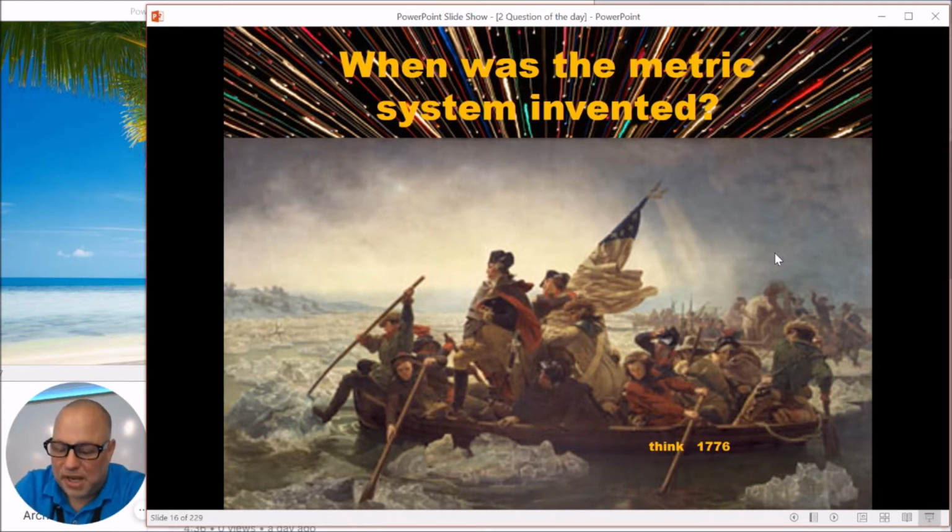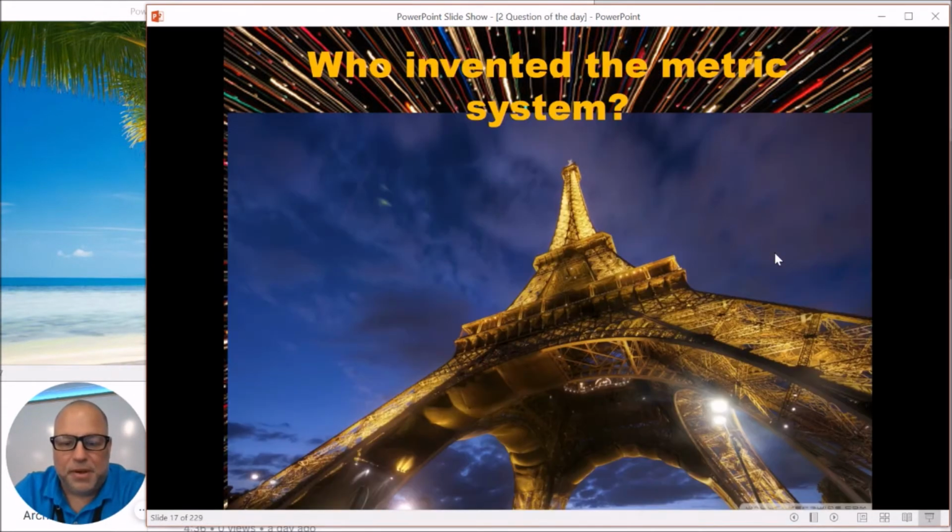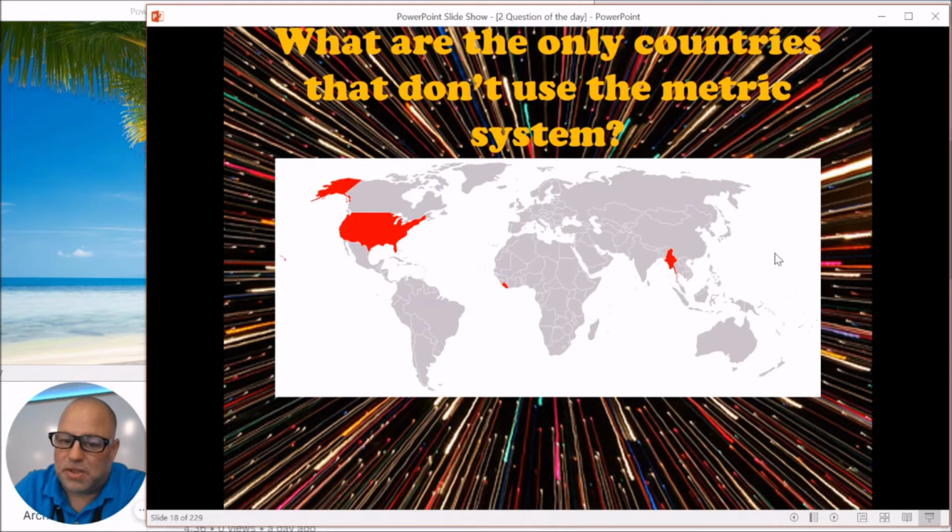1776, right? So think about the time that America's being born. Over in Europe, they were creating the metric system, right? So who created it? The French did. The French were the original scientists that decided to create this system. So if you like French bread, maybe you like the metric system.